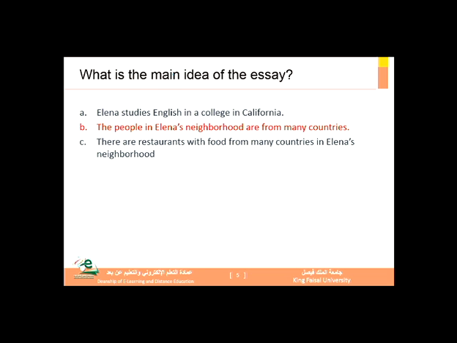Well, all those facts are mentioned in the article, but the main idea, the central idea of this article, is that the people in Elena's neighborhood are from many different countries, from more than 1 country. So the correct answer for this question, which is what is the main idea of the article, is basically the second choice, where the article talks about how Elena's neighbors come from different countries.